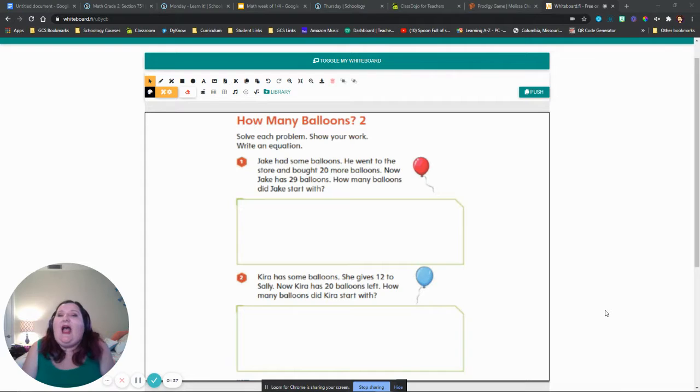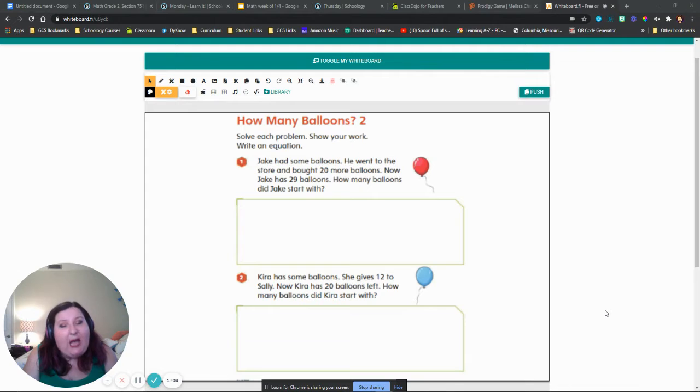So it says, how many balloons? Solve each problem, show your work, write an equation. Boys and girls, that's really, really important to remember. I am looking for all three of those things. I am looking for you to solve it, I am looking for your equation, and I am looking for your work. So be sure that you are including all three of those things. Let's go ahead and take a look at the first problem.